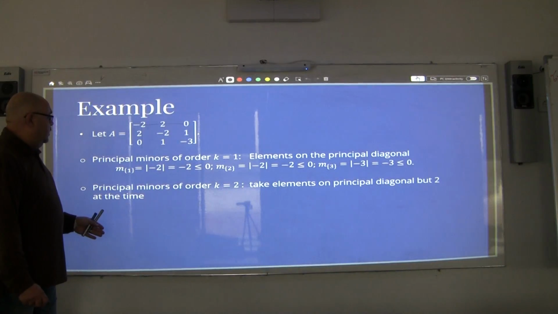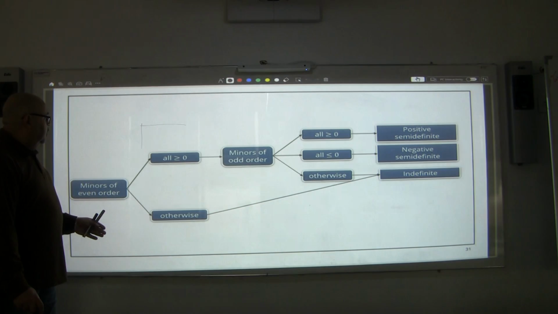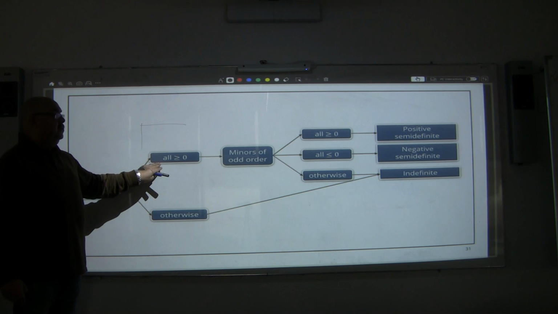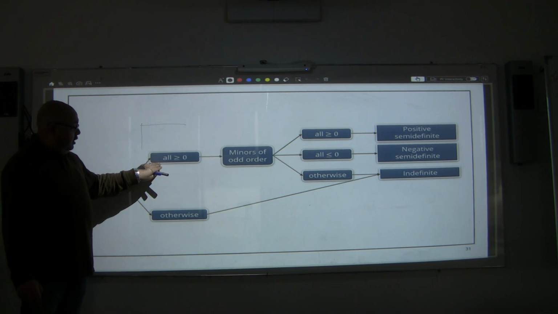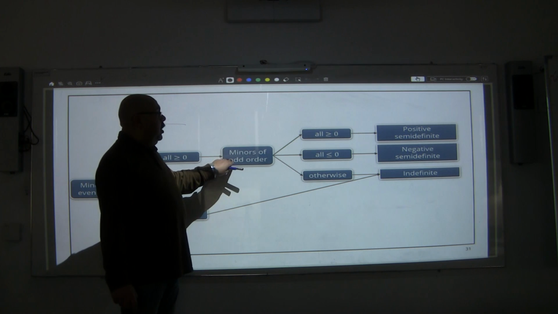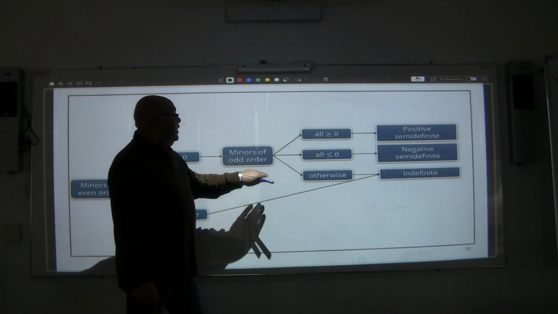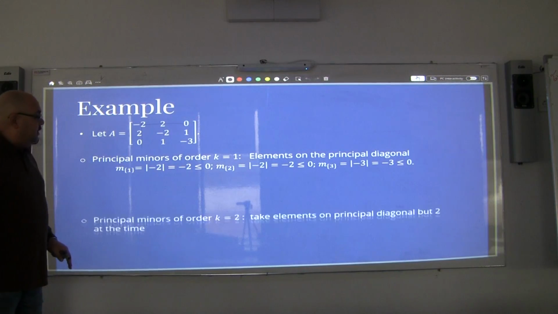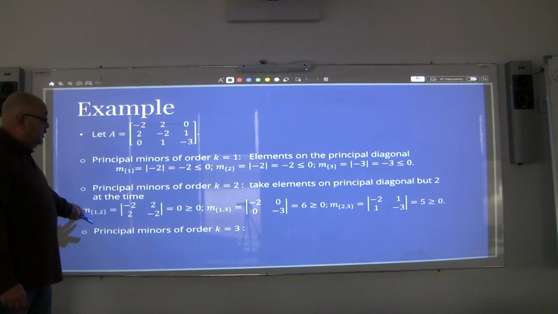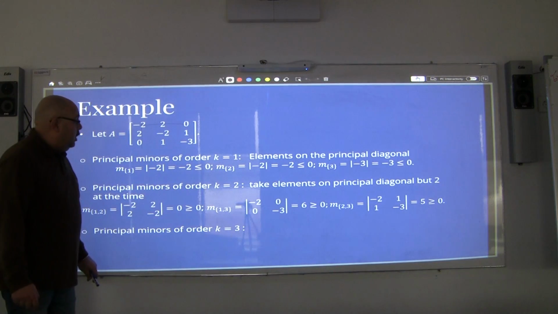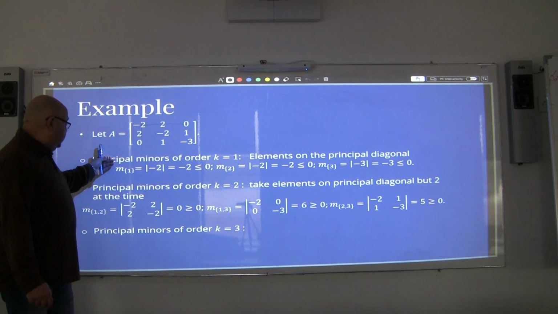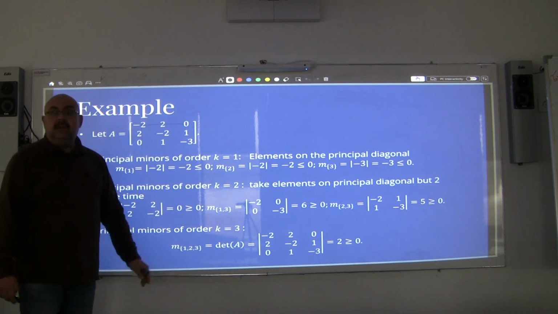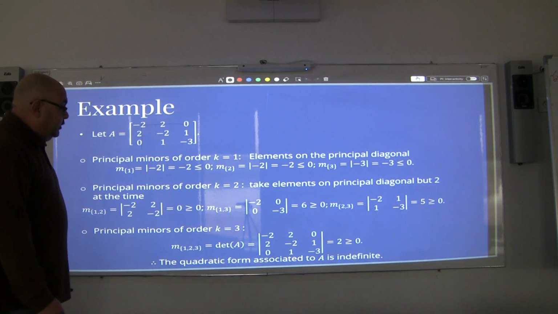Just a second. If you go for the even minors, all of them are greater than or equal to 0. I will go for the odd case, and you will find that none of them is identified, so it's going to be an indefinite case, as you can see. This is the second case. All of them are greater than or equal to 0. So I will go for the even, which is the first and the last one. As you can see, they have negative values and positive values, so it's going to be indefinite.